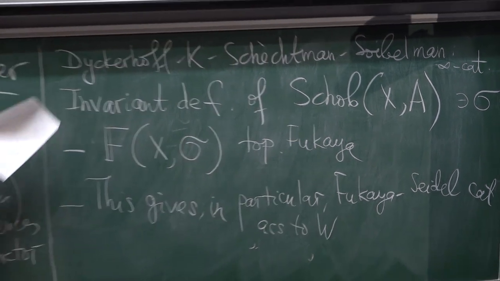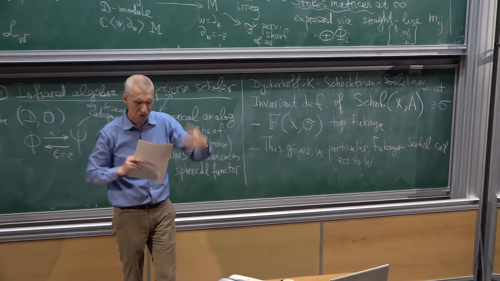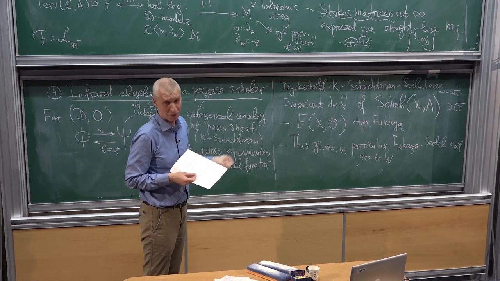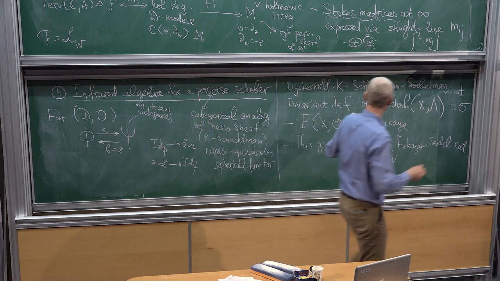Because in an appropriate situation, X should have a hole, and in this case there should be no moduli for symplectic structure. It's topological because it doesn't mention symplectic structure. So this, for a particular Schober.